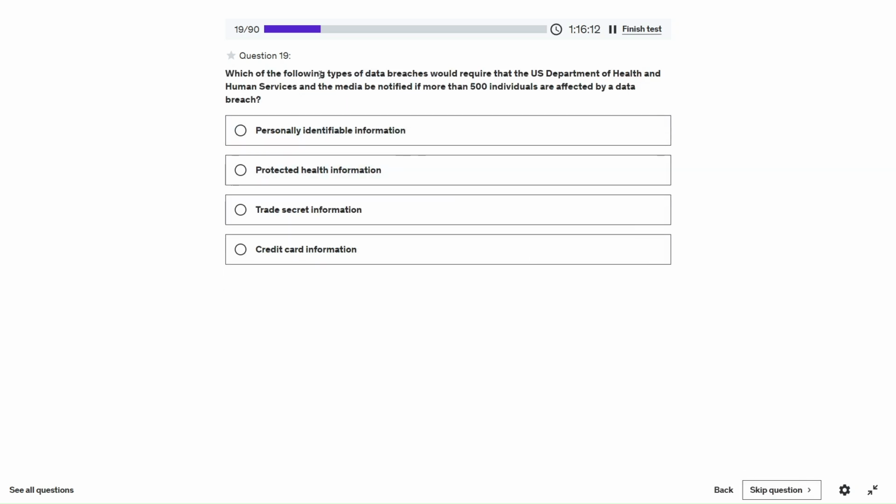Which of the following types of data breaches would require that the US Department of Health and Human Services and the media be notified if more than 500 individuals are affected by the data breach? Only the health information, protected health information, yes. Personally identifiable information, no. Protected health information. Whenever a health information breach has occurred, it's the responsibility of the government or the firm CEO to notify the public or the consumers.